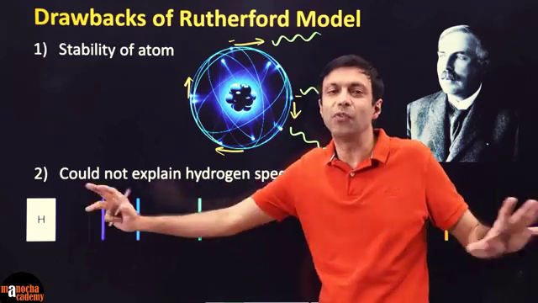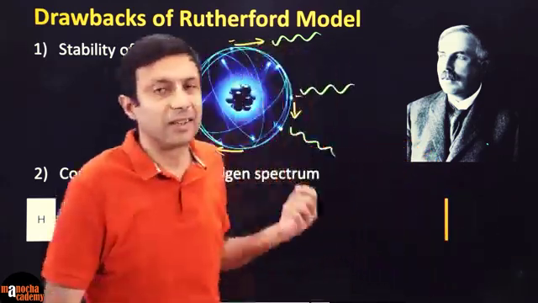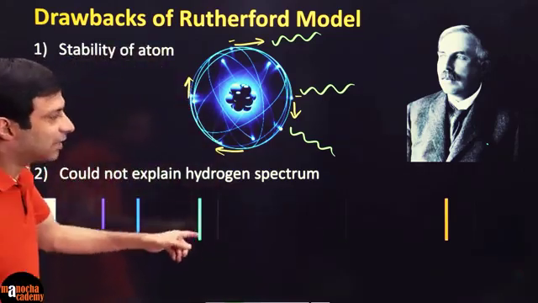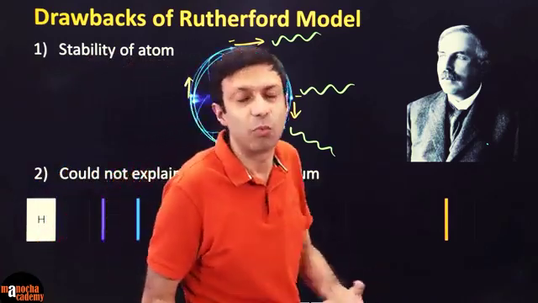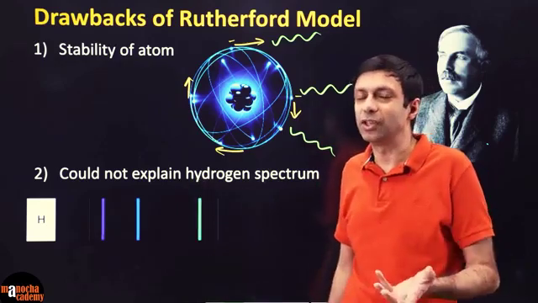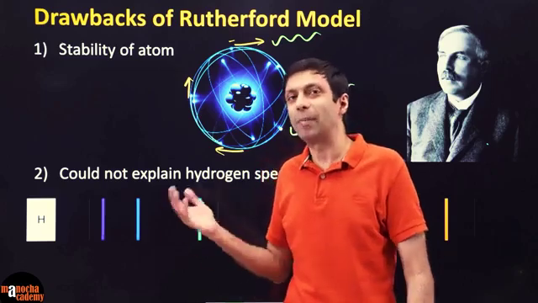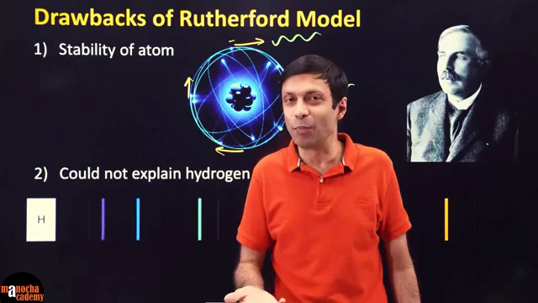We all know spectrum is continuous, right? It has all these VIBGYOR colors if you're looking at the visible spectrum. But a certain gas like hydrogen or any other element would give out only certain colors like this. And this could not be explained: why are we getting only certain bands of colors from hydrogen? This could not be explained by Rutherford's model.